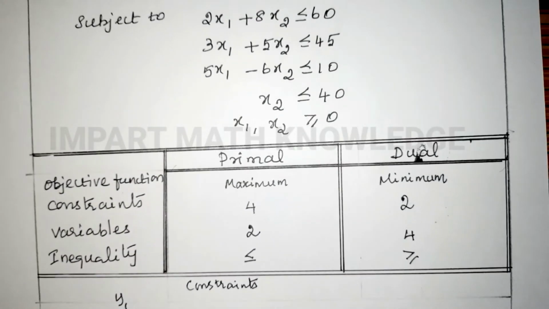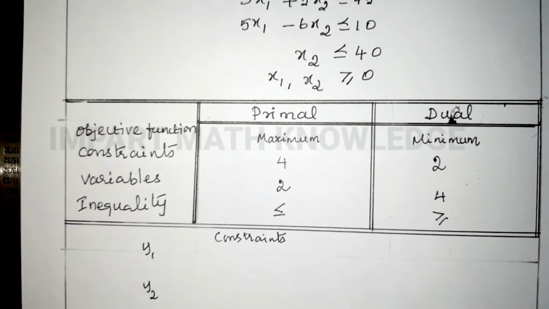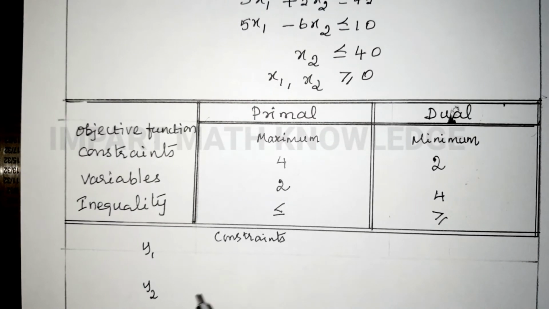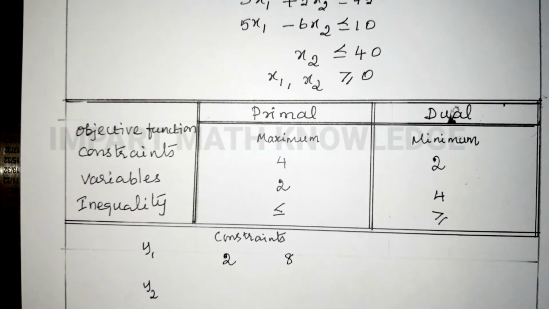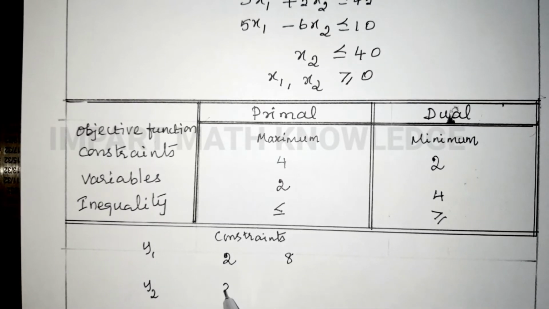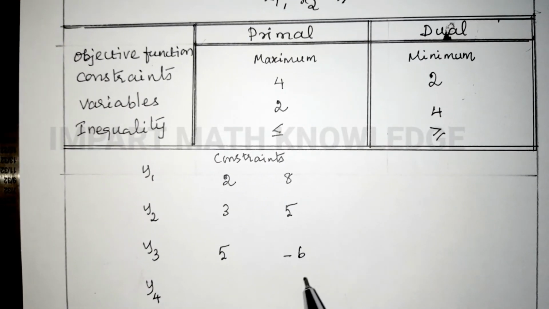Let me write the coefficients of the given constraints. The coefficients are 2 and 1 in the first condition, 3 and 5 in the second condition, 5 and minus 6 in the third condition, and the last condition is 0 and 1, since the x1 value is not there.